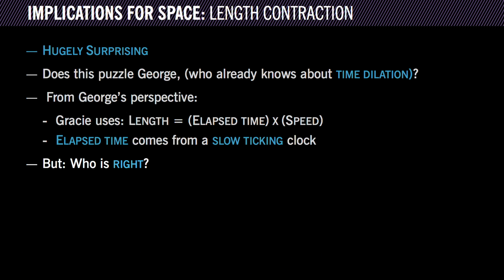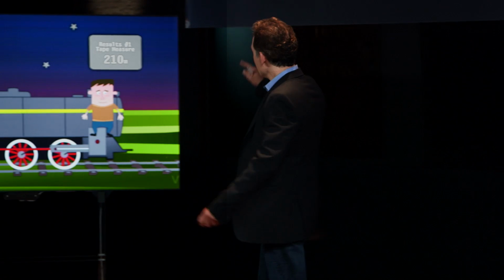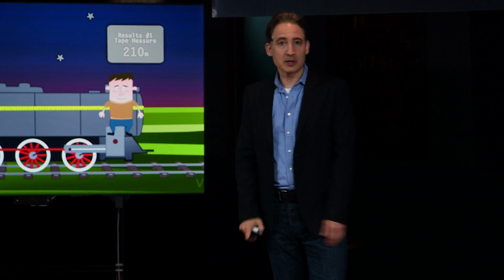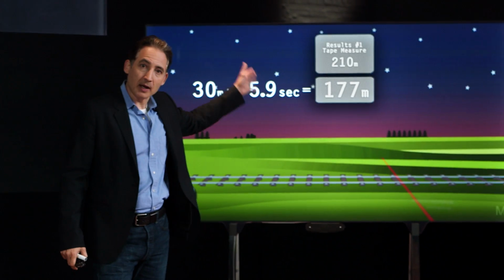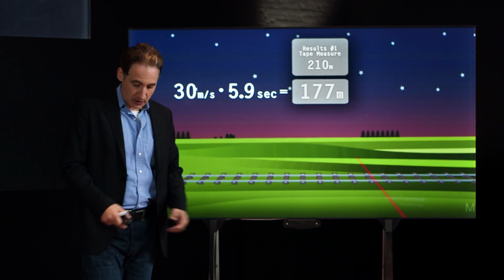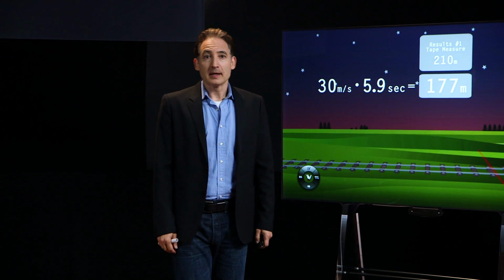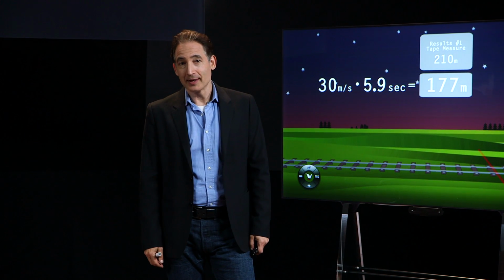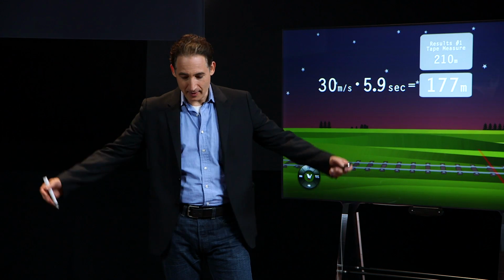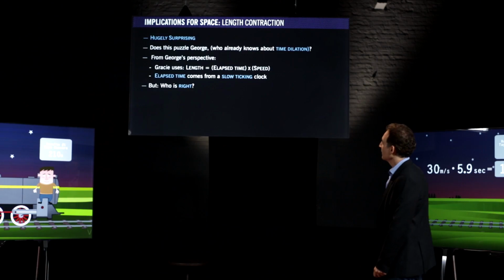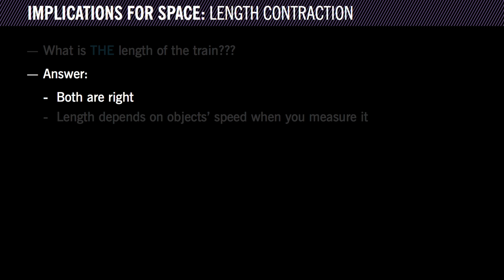So from that point of view, George understands why it is that Gracie got a shorter length, but the question remains, who is right? Is the length of the train 210 meters, as George says that it is, or is the length of the train 177 meters, as Gracie says that it is? Now, you can probably guess the answer to the question of who is right based on what we have discussed so far. The answer is they are both right. The answer is length itself is a concept that we need to rethink.